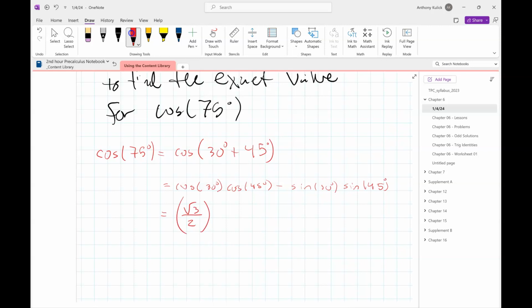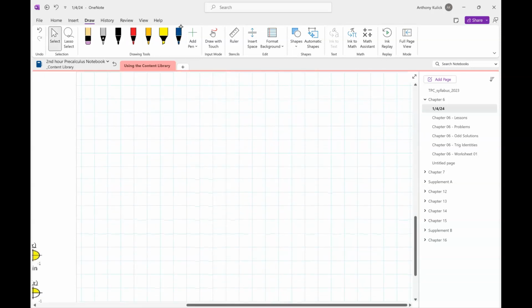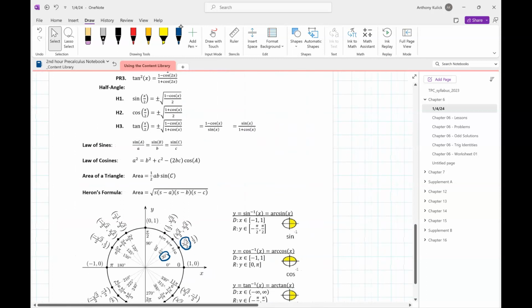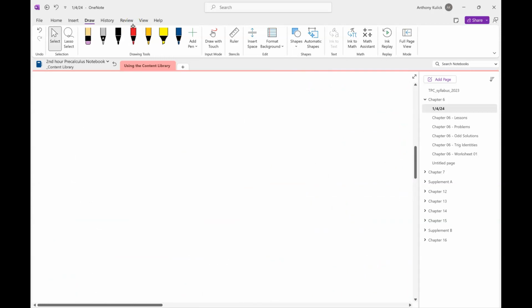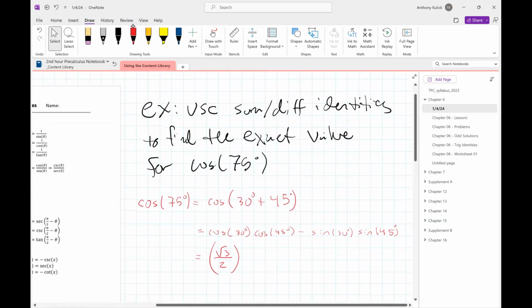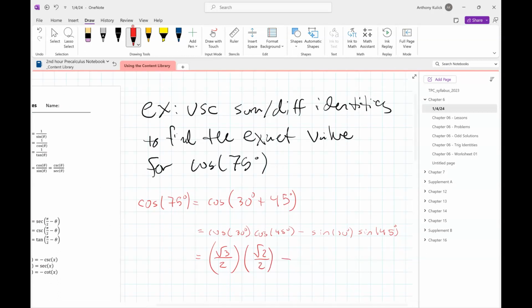So there's cosine of 30. Now I need cosine of 45. Well, I go back to my unit circle. 45 is here. Cosine is x, so that's going to be root 2 over 2. Everybody feel good? I'm going to fill this in from here, right? Sine of 30 degrees is 1/2. Sine 45 is root 2 over 2.